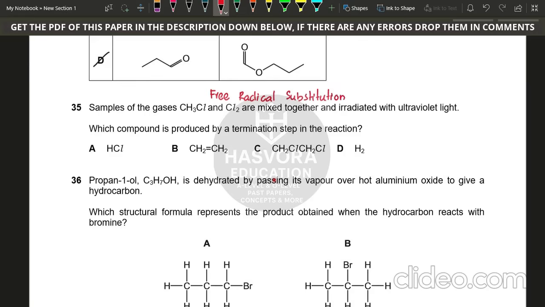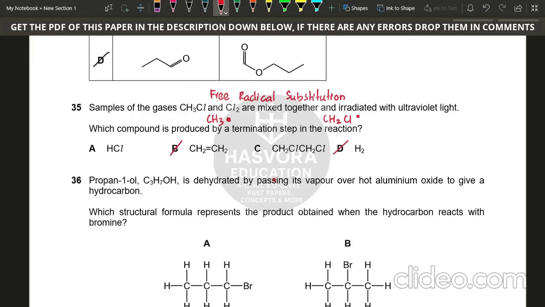What are the possibilities of formation? First of all, CH3 can form a radical, and you can also say that one of these hydrogens can form a radical, so we can have CH2Cl and a radical here. But what cannot happen is the formation of a single hydrogen atom, so D cannot be correct. And for B, we cannot form a double bond.